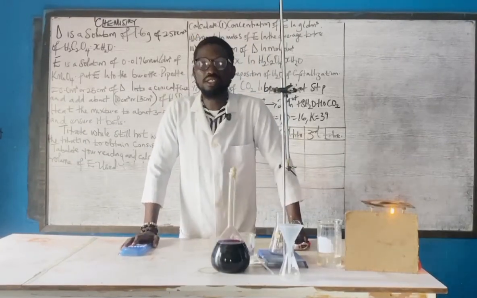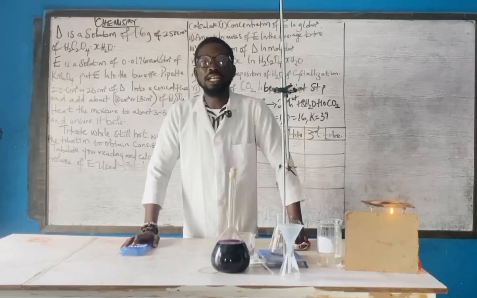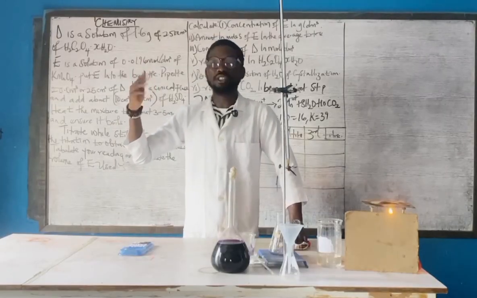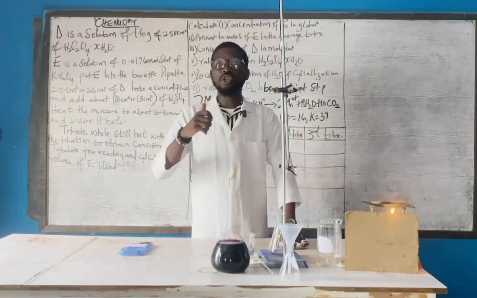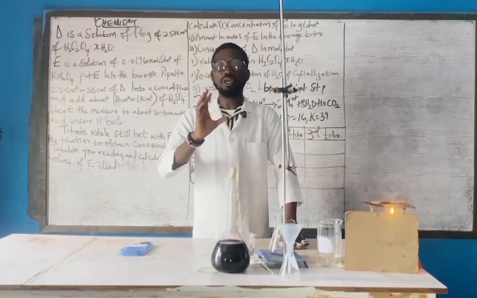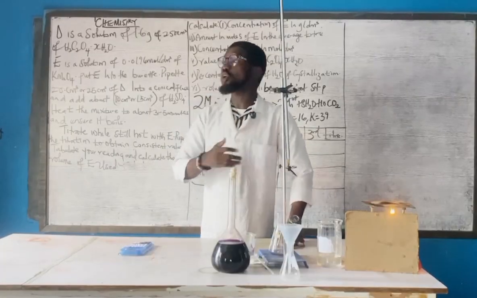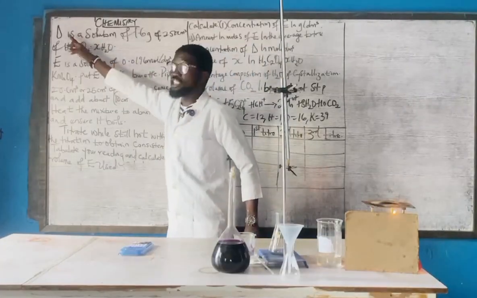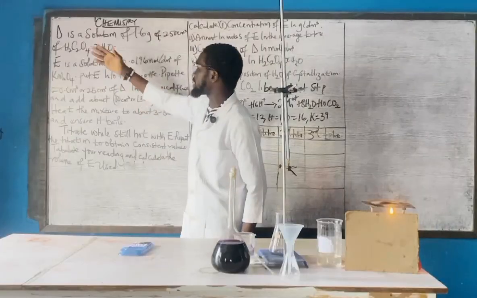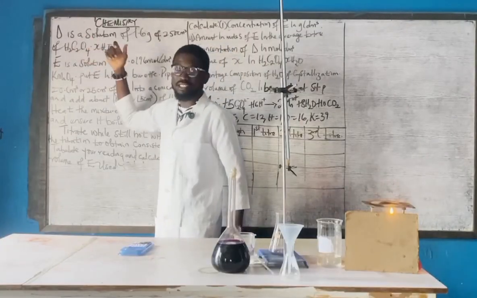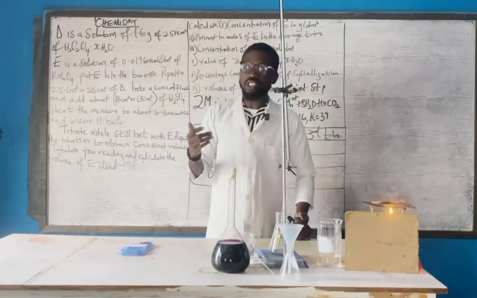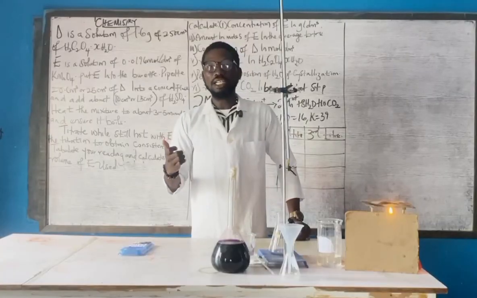In today's class, we'll be analyzing two compounds. In my previous video, which I dropped earlier, I showed how to prepare a standard solution of D and E. And D is oxalic acid dihydrate. How do we know if D is actually a dihydrate?